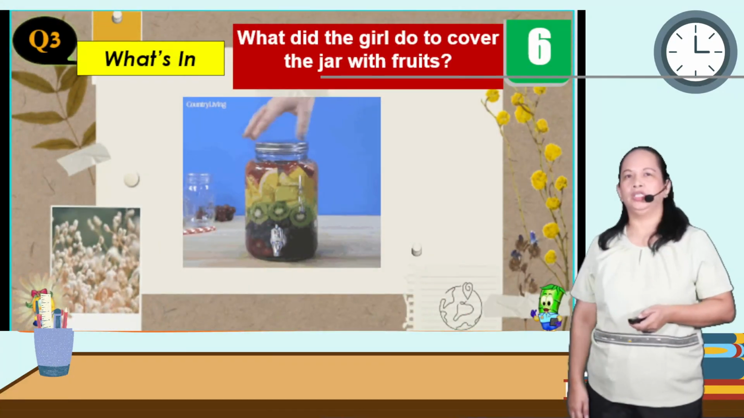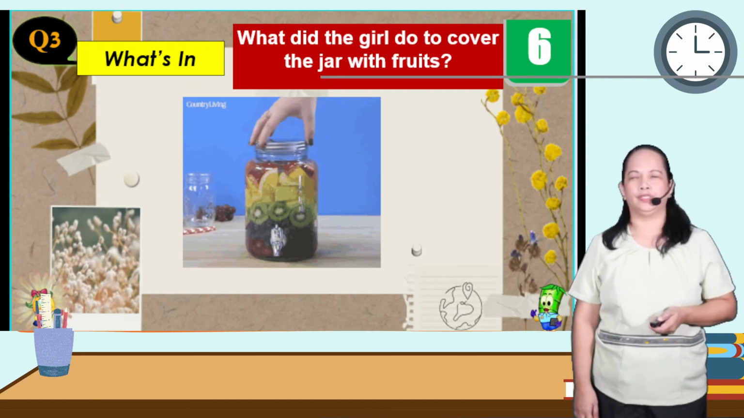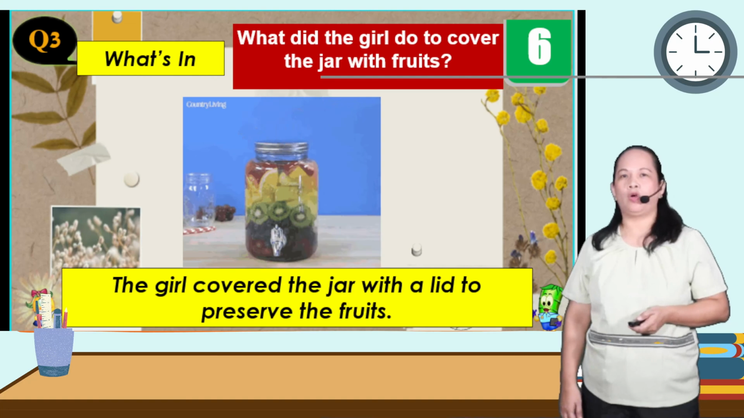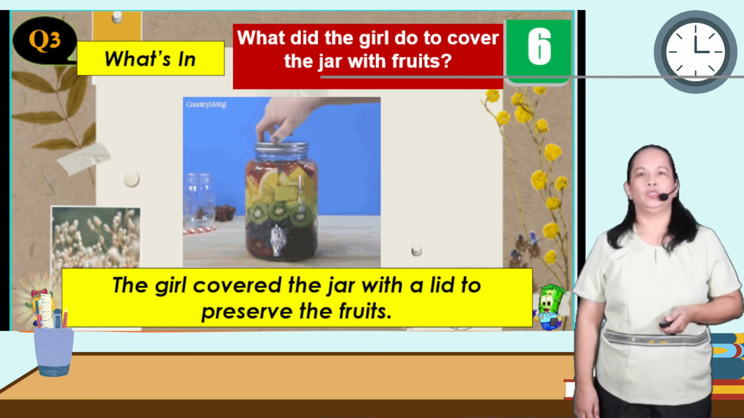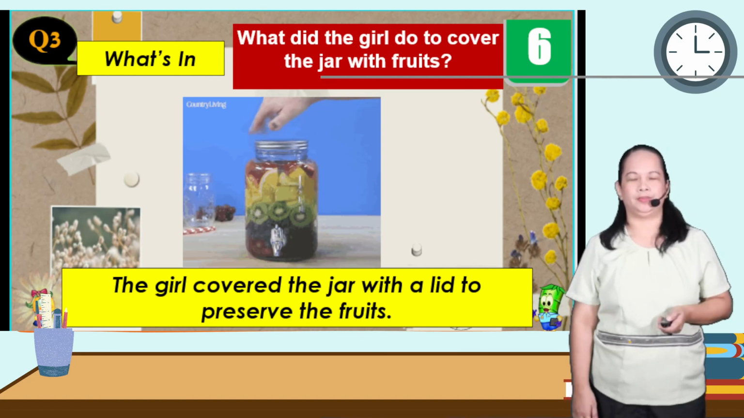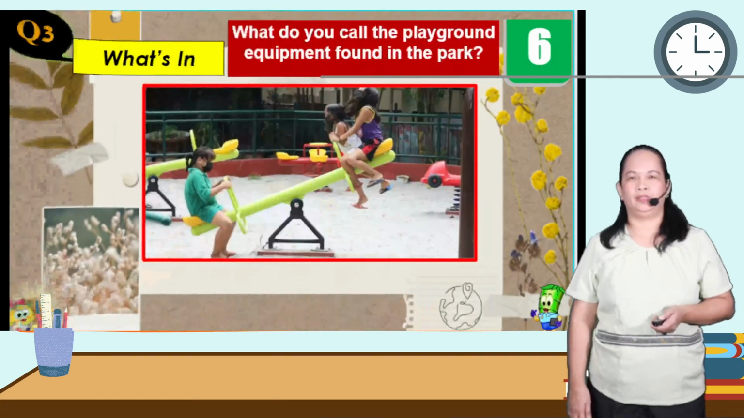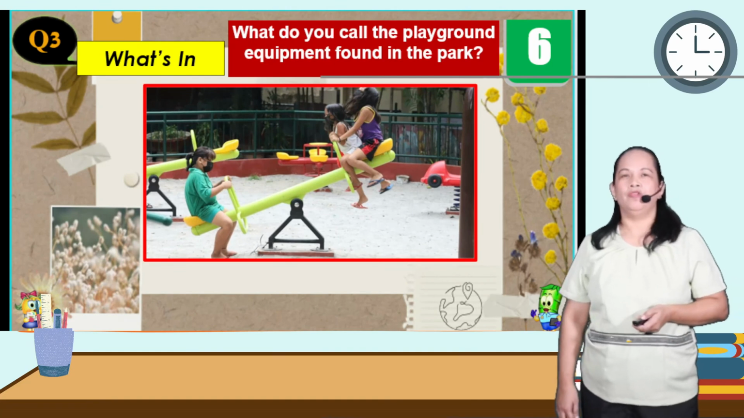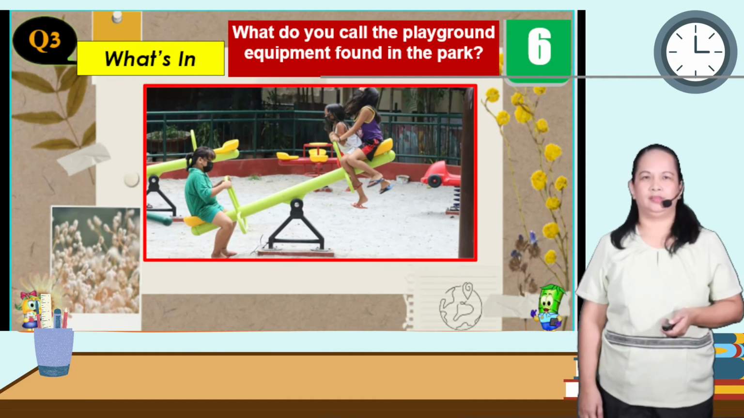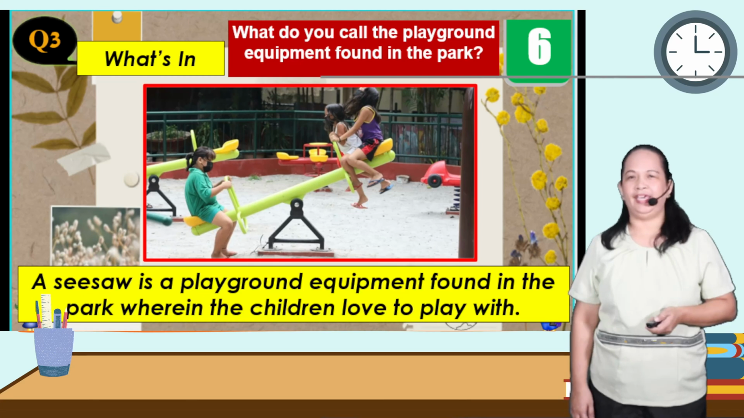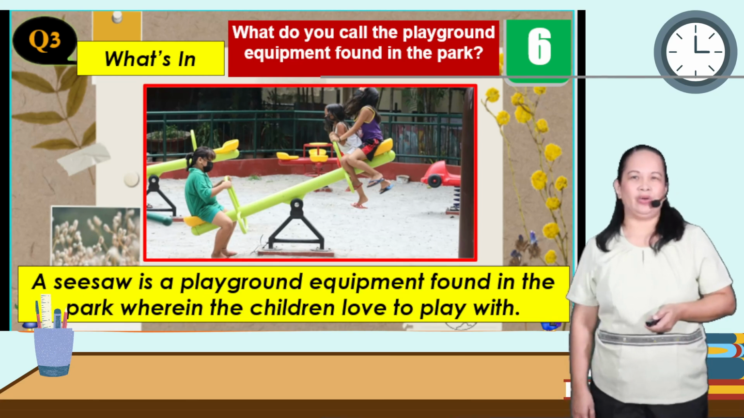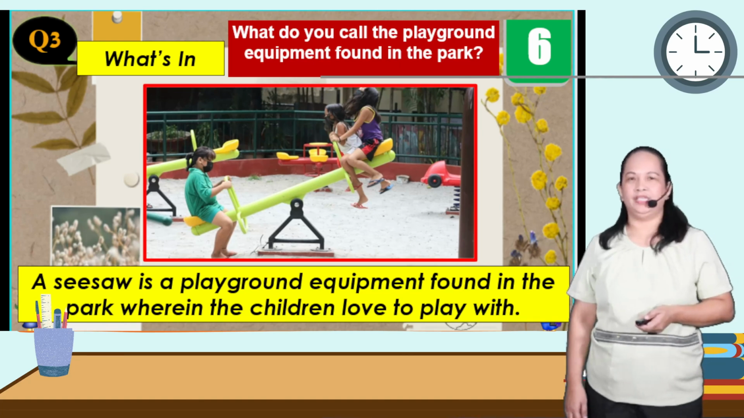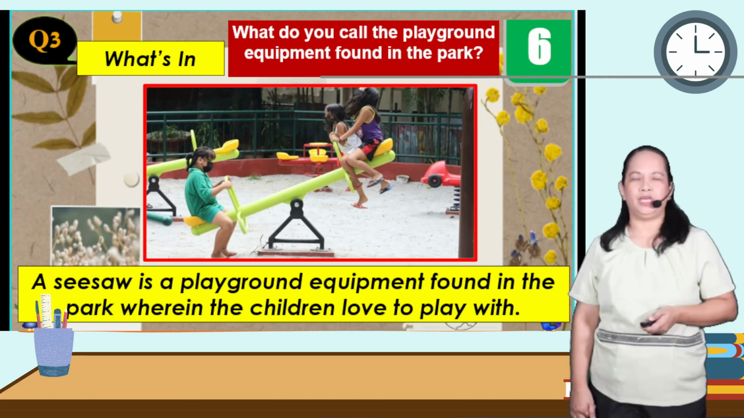What did the girl do to cover the jar with the fruits? Yes, the girl covered the jar with a lid to preserve the fruits. Next, what do you call the playground equipment found in the park? Yes, that is a seesaw. A seesaw is a playground equipment found in the park wherein the children love to play with.